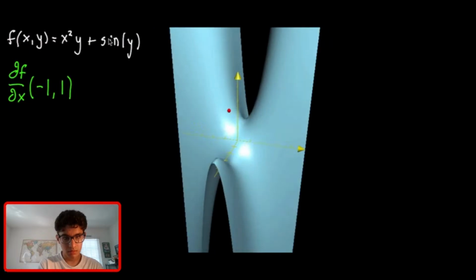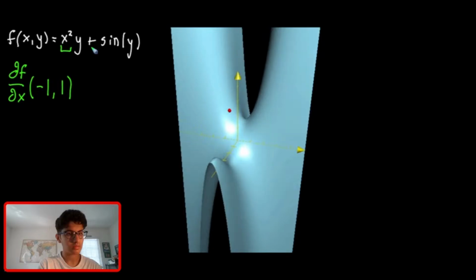So let's actually just go ahead and evaluate that. When you're doing this, x squared looks like a variable, y looks like a constant, and sine of y also looks like a constant. So we differentiate x squared, and that's 2 times x times y, which is like a constant, and then the derivative of a constant there is 0. And we're evaluating this whole thing at x equal to negative 1 and y equal to 1.